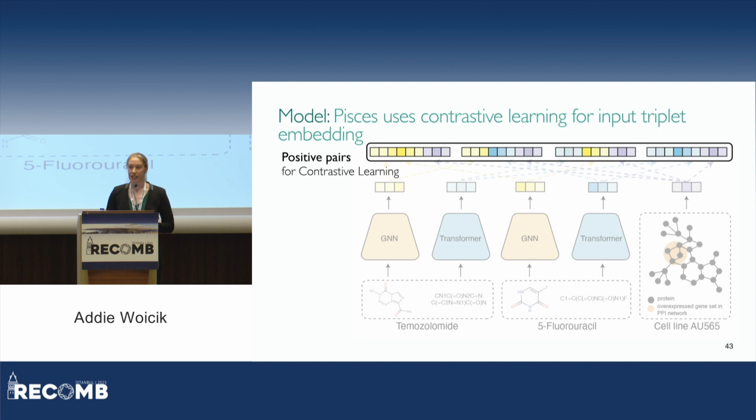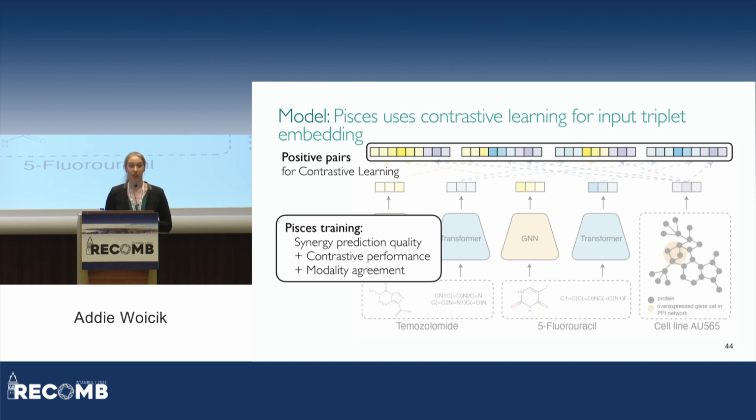We can then train Pisces end-to-end with a combination of 3 objectives. So our first objective is based off of the quality of our synergy prediction, because obviously we want to perform the task well. We also have a term based off of the contrastive performance, so whether the treatment embeddings for the same treatment triplet are similar and different for different treatments. And finally, we include a modality agreement term, where we want the synergy label that we predict based off of the SMILE sequence to be the same as what we would predict based off of the molecular graph.